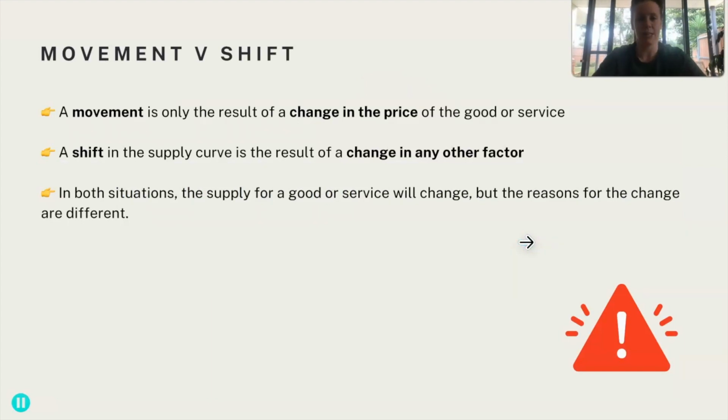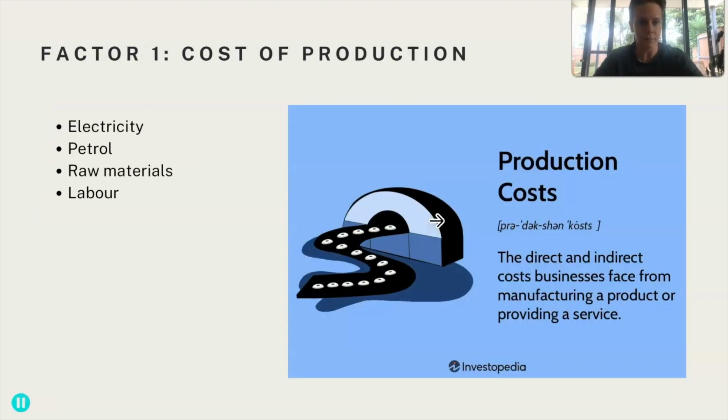Okay, once again, and I've already said this, movement versus shift. So the movement is only the result of a change in the price, whereas a shift of the curve is obviously due to a change in any other factor. So we're going to look at those factors that were listed at the start. In both situations, the supply for the good or service will change, but the reasons for the change are different. So take that mentality from shifts and movements along the demand curve. So we know that a movement along the demand curve is only due to a change in price, and a shift in the demand curve is due to a change of, we had I think 7 or 8 factors. This is the same thing, okay? So take that thinking and apply it directly to the supply curve, and we'll put it all together in the next set of slides.